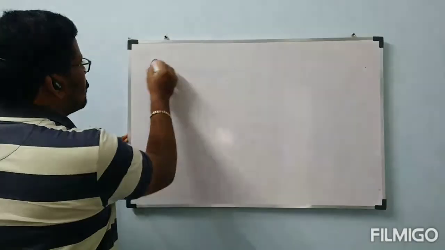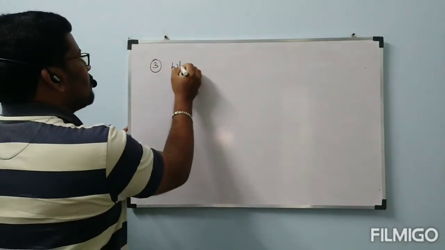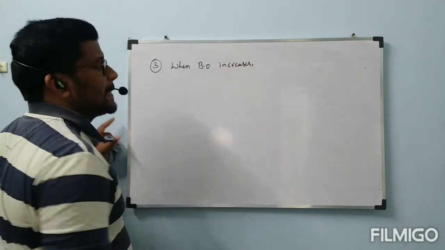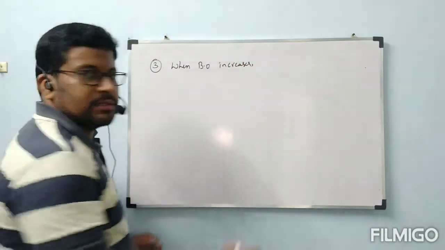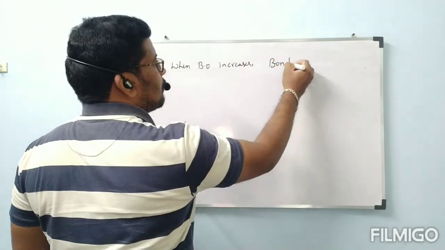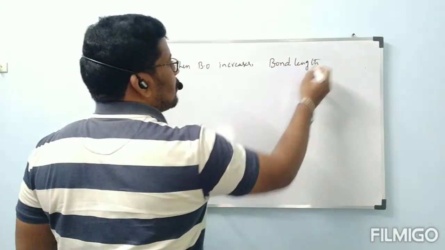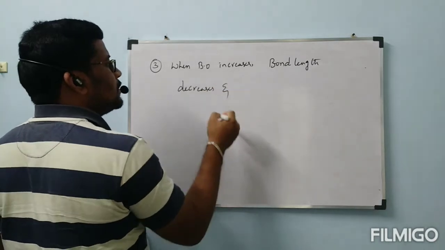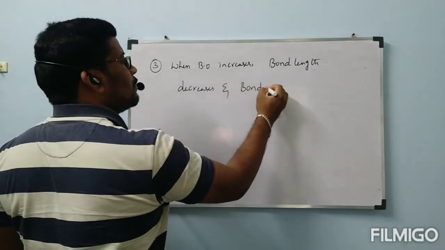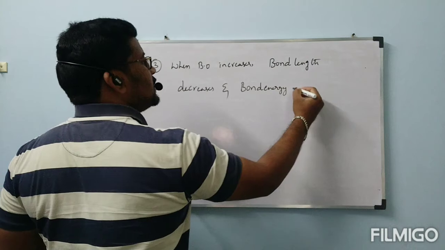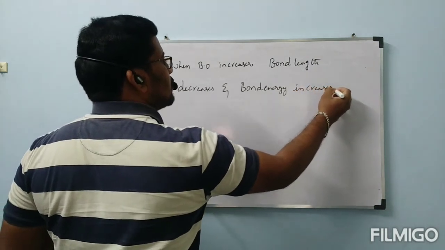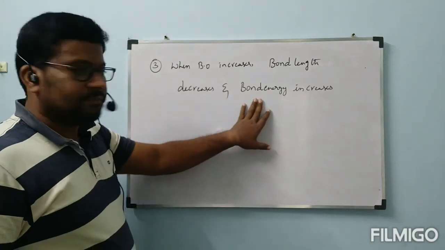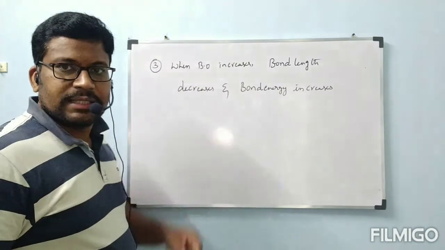Third point. When bond order increases, bond length decreases and bond energy increases. We don't know what is this bond length and what is this bond energy. Now let us see.